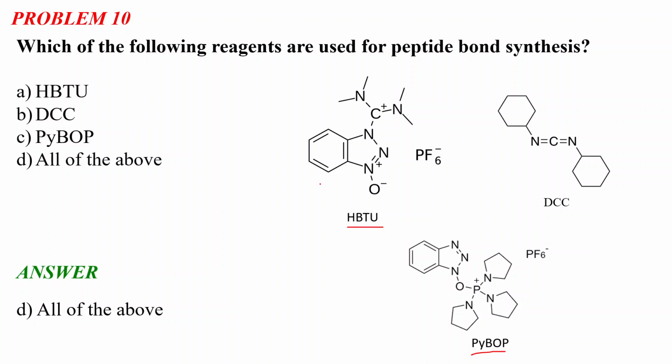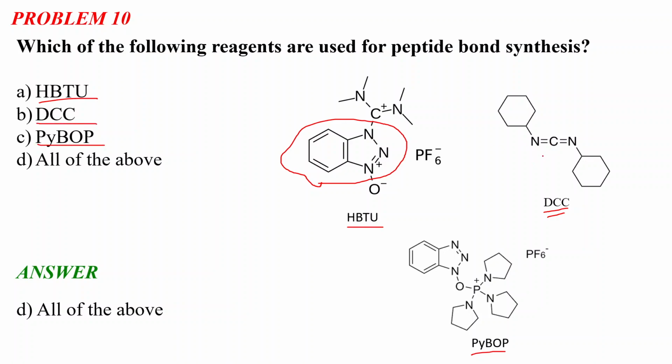These contain a benzotriazole moiety, and reagents containing the benzotriazole moiety are used for the synthesis of peptide bonds. HBTU and PyBOP are more superior than DCC, because we cannot use DCC everywhere; DCC is not as reactive as these. So nowadays for peptide bond synthesis HBTU and PyBOP are mainly used, but DCC is also a very good reagent for peptide bond synthesis and amide bond synthesis in general. Just remember the names of these reagents; you don't need to remember the detailed mechanism.